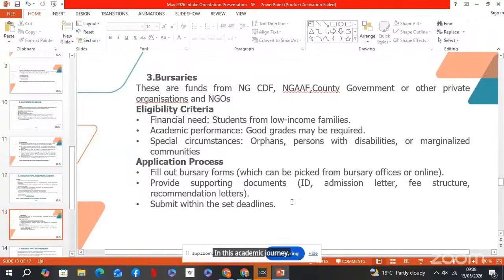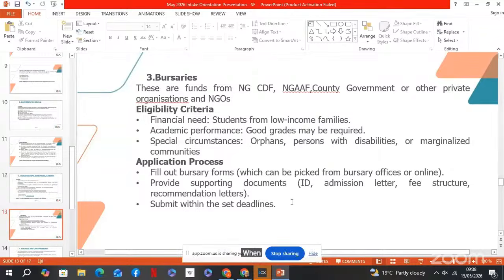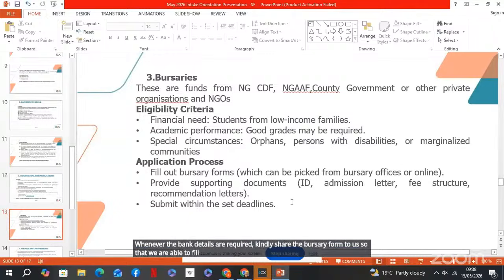You can just go to their offices, the CDF offices, and fill out the bursary forms. Whenever bank details are required, kindly share the bursary form with us so that we are able to fill in and put a word for you to get this support.